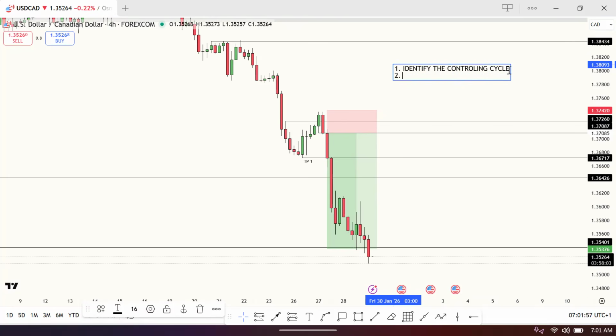Number two, I identify subcycles in line with the controlling cycle.